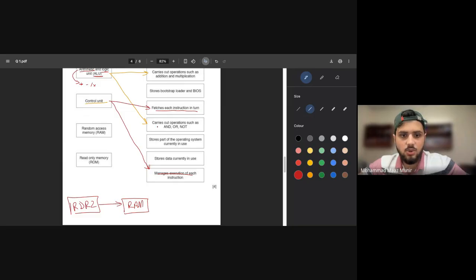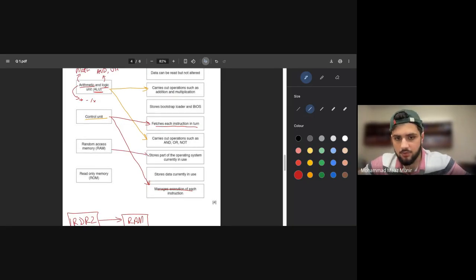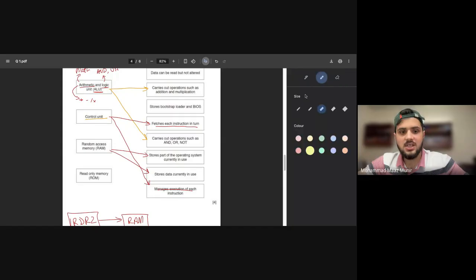So the answer to that basically lies in this part: stores part of the operating system currently in use, and it also stores data that is currently in use. जो भी currently use हो रहा होता है उसके related whatever the data or part of the operating system is, that is basically stored in RAM.